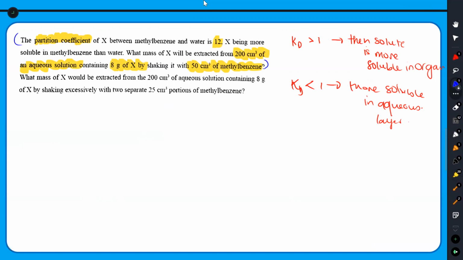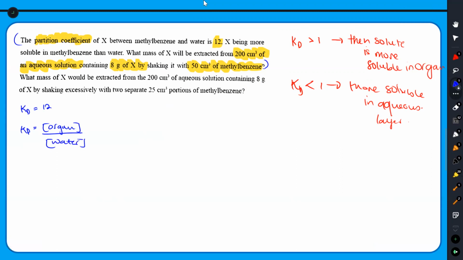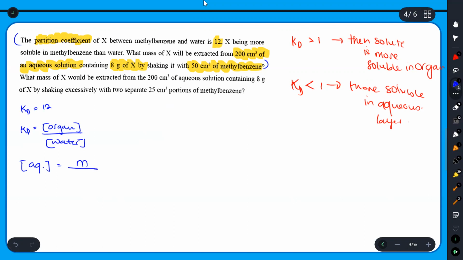So the partition coefficient is 12. So that means KD is equal to 12. We also know that KD is equal to the concentration of the organic solvent divided by the concentration of the water layer. So then what we can do now is figure out where the numbers are going. We're asked to calculate the mass. So the concentration of the aqueous layer would be equal to the mass left behind, m, divided by the volume of water, which the aqueous solution was said to be 200 centimeter cube.